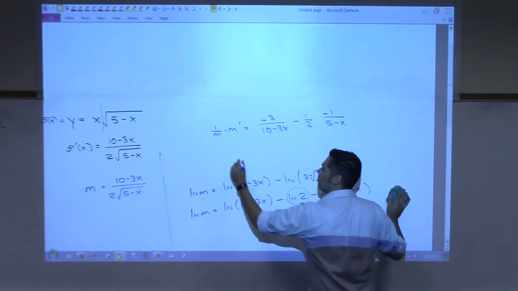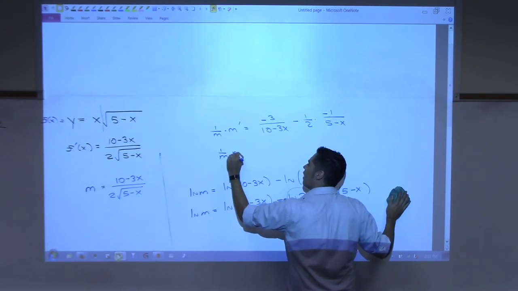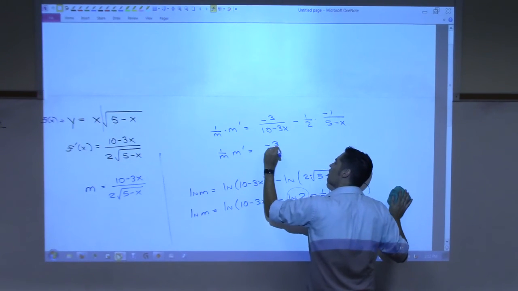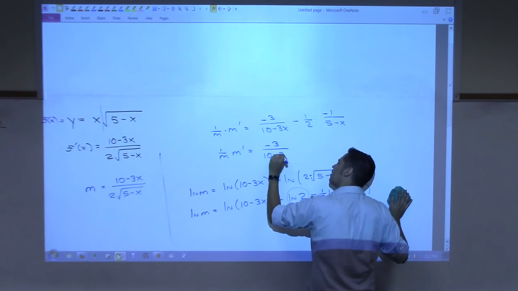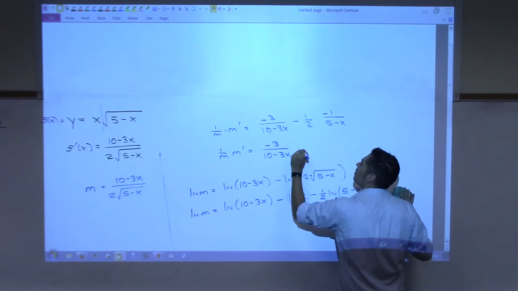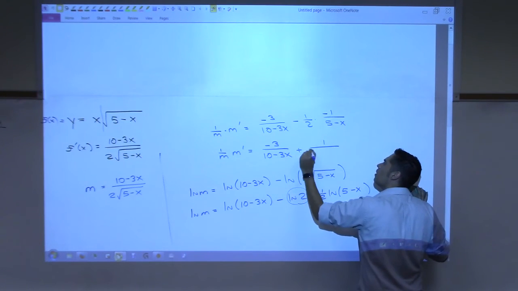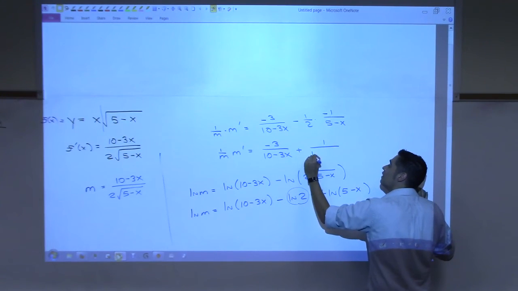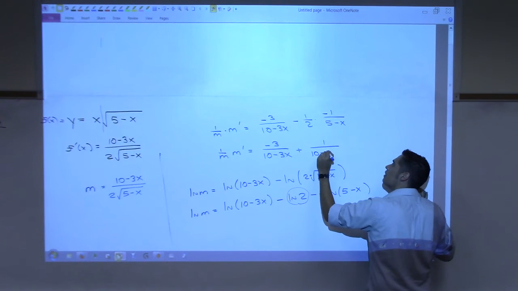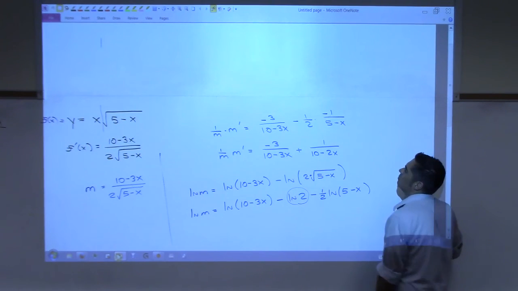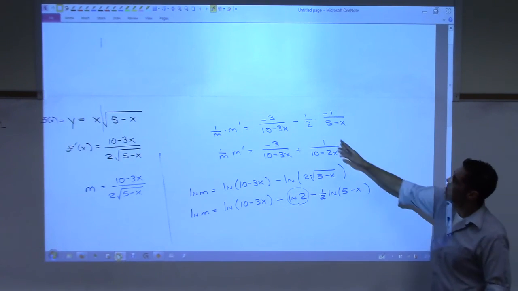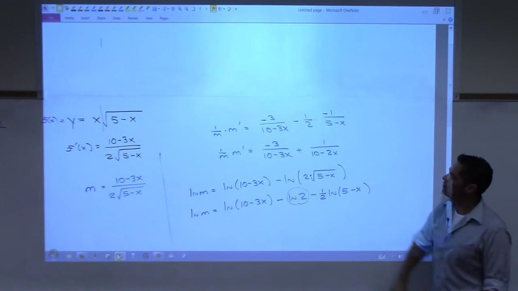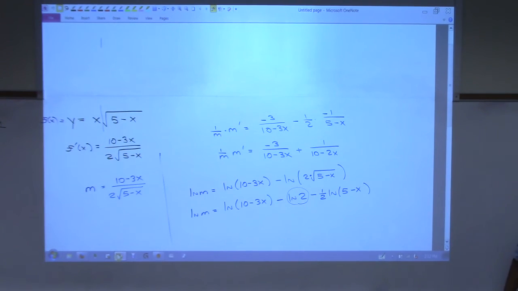So here's where we would be. 1 over m prime equals -3 over 10 minus 3x plus 1 over 10 minus 2x. I just distributed this through. 2 went to here and here. Oh, we're so close.